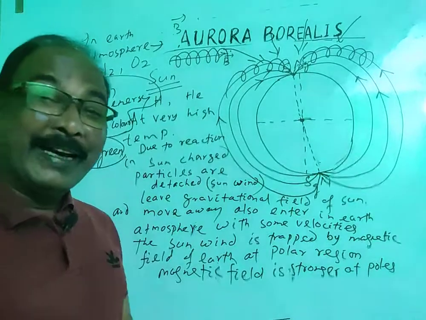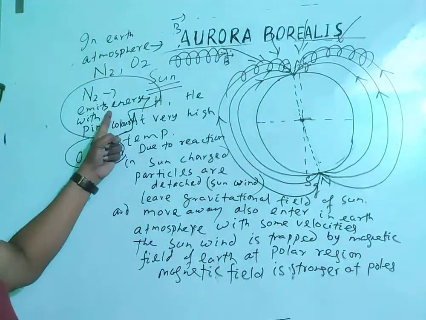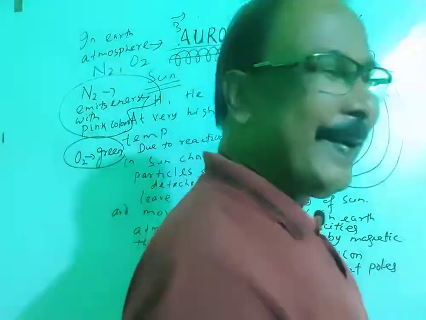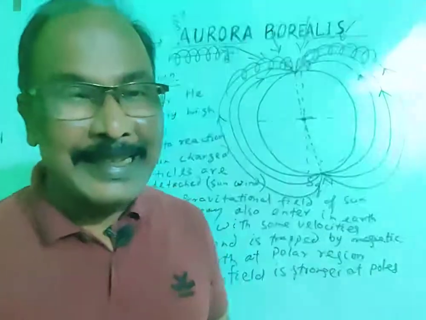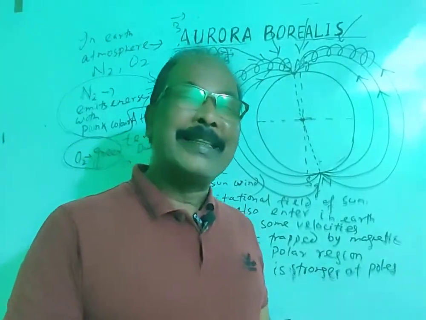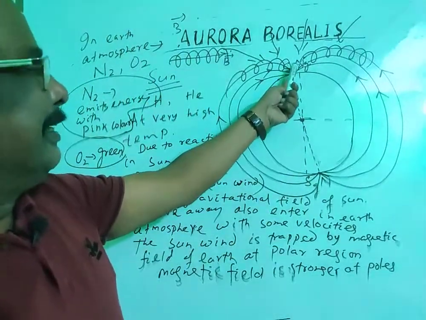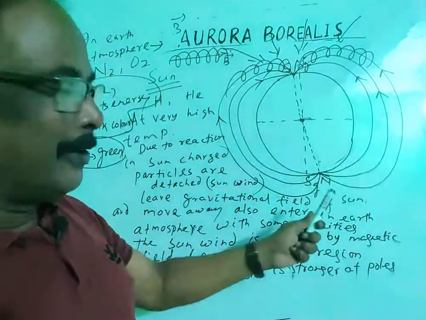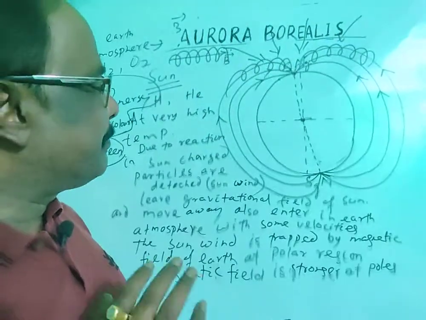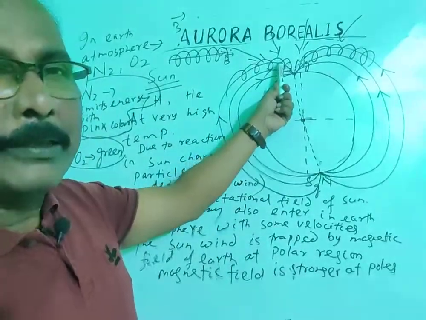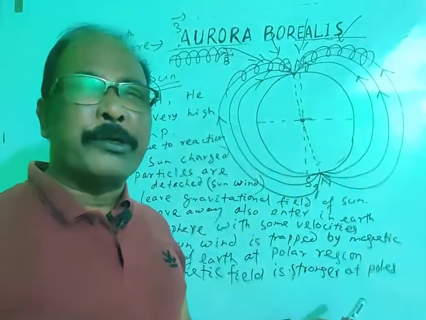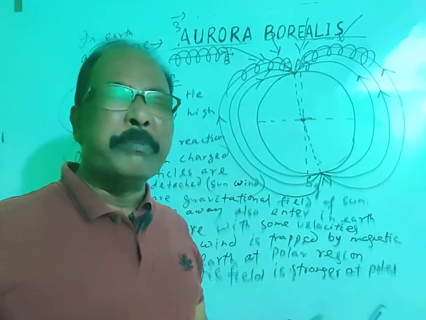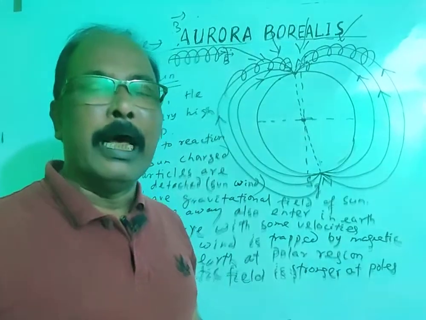So what happens due to this effect? Nitrogen emits energy with pink color and oxygen emits energy with green color. So due to this effect, in polar sky, meaning in the northern part or southern part, basically observed in northern Canada, dazzling colors, meaning beautiful colors, are observed.